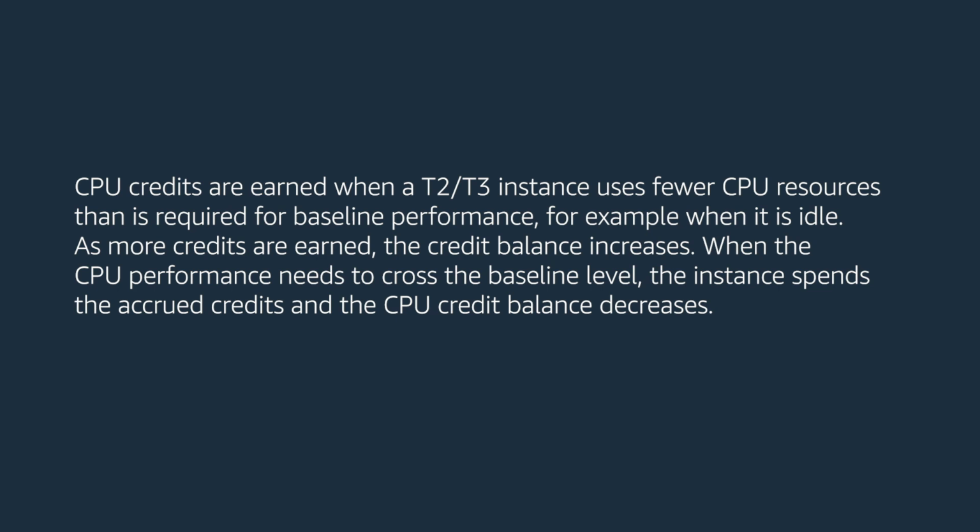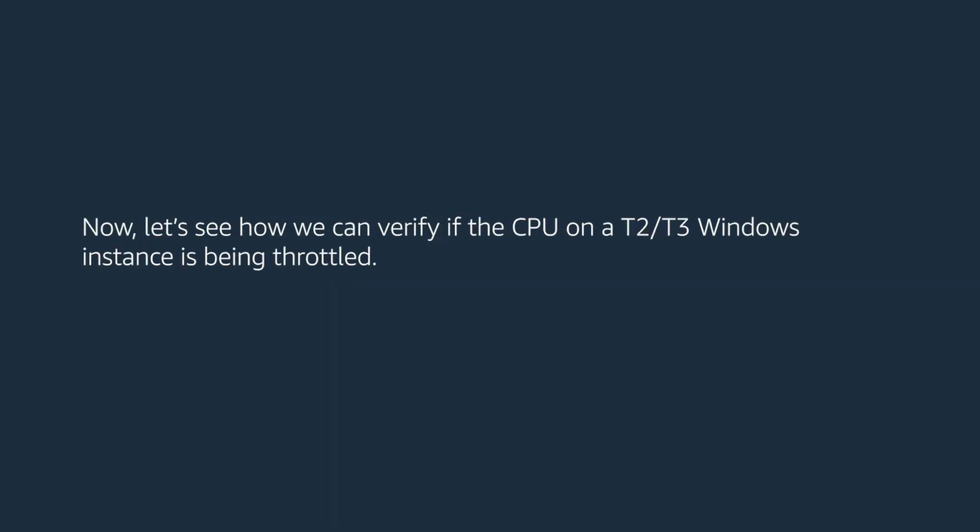CPU credits are earned when a T2 or T3 instance uses fewer CPU resources than is required for baseline performance, for example, when it's idle. As more credits are earned, the credit balance increases. When the CPU performance needs to cross the baseline level, the instance spends the accrued credits and the CPU credit balance decreases.